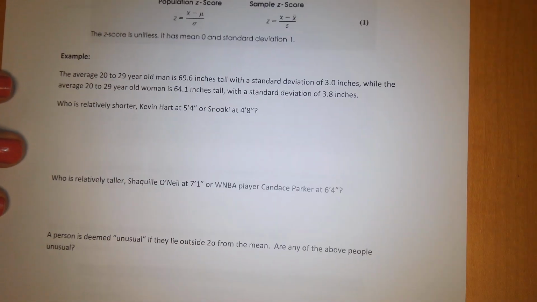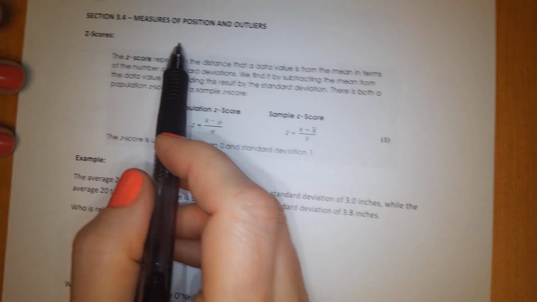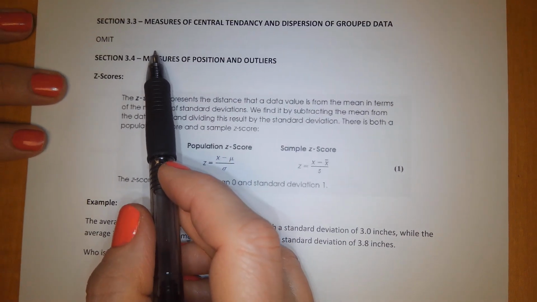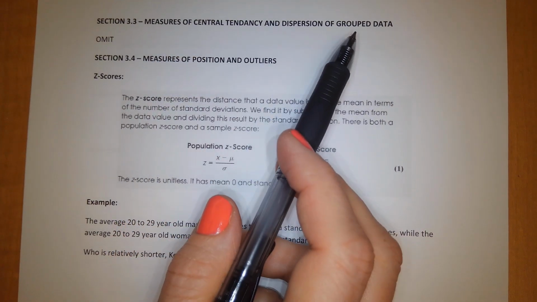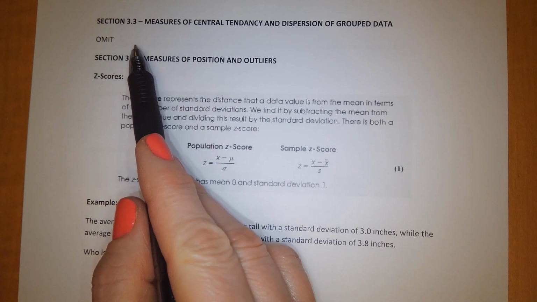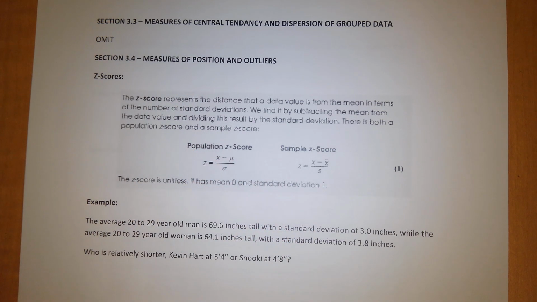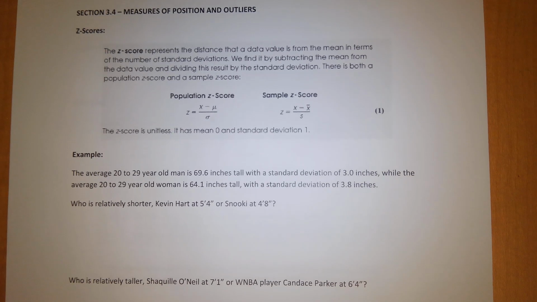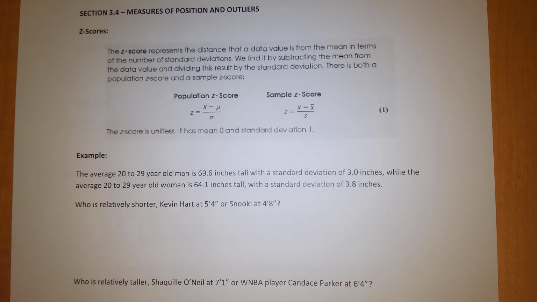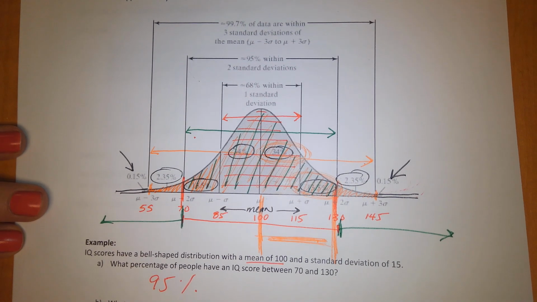So moving on to the next page. In section 3.3, it talks about group data. We're actually not going to cover that section. We're going to move right into section 3.4, which talks about Z-scores. Okay? Why we need what's called a Z-score comes from the previous picture.